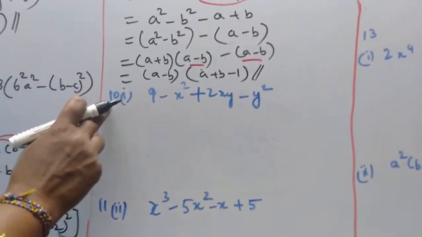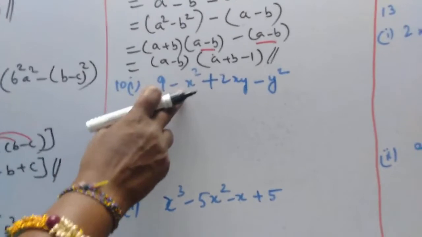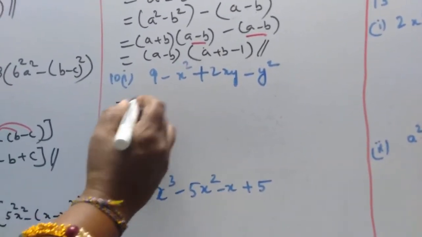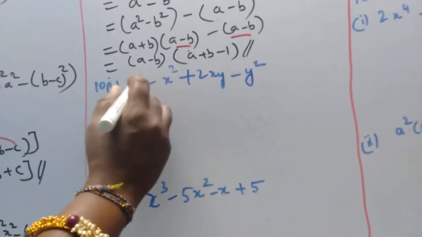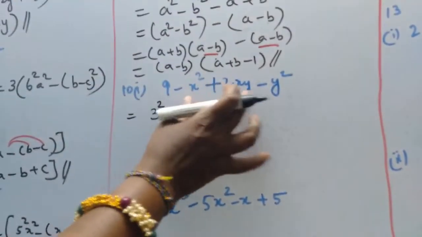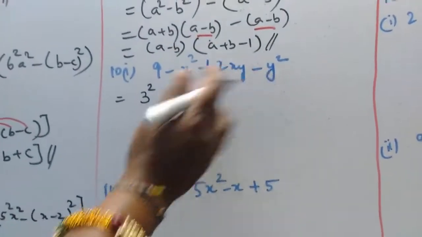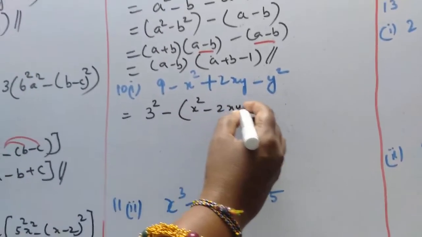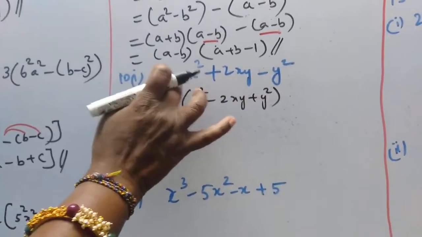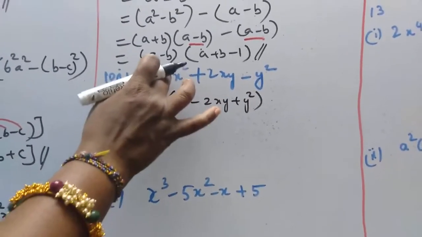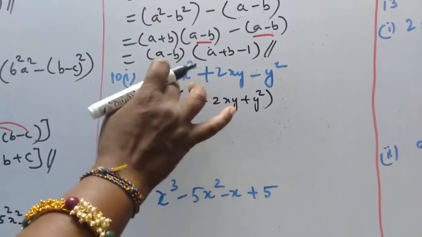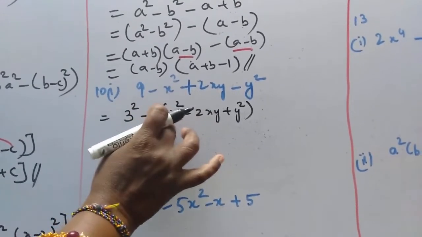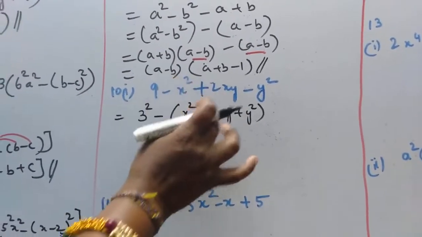Okay, next question is question number 10.1. 9 minus x squared plus 2xy minus y squared. So what I am going to do here is I am going to square this one, which is 9 can be written as 3 square. I am going to take minus common outside for these terms, which can be written as x square minus 2xy plus y square. Okay, I have taken minus common outside and remaining all the terms. So if you are taking minus outside, here plus becomes minus and minus becomes plus.